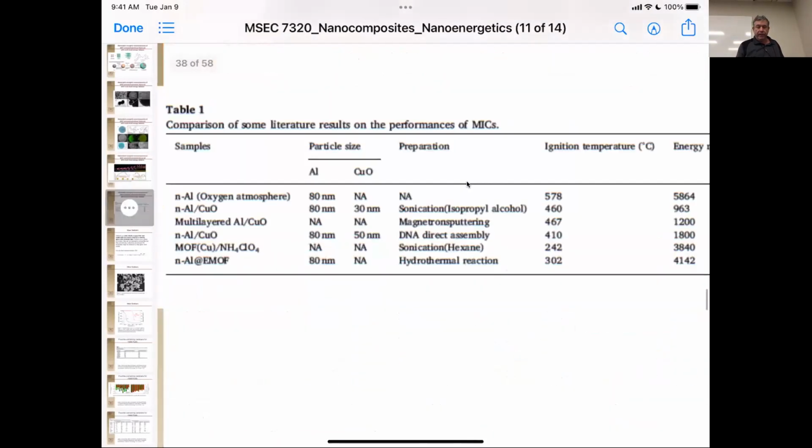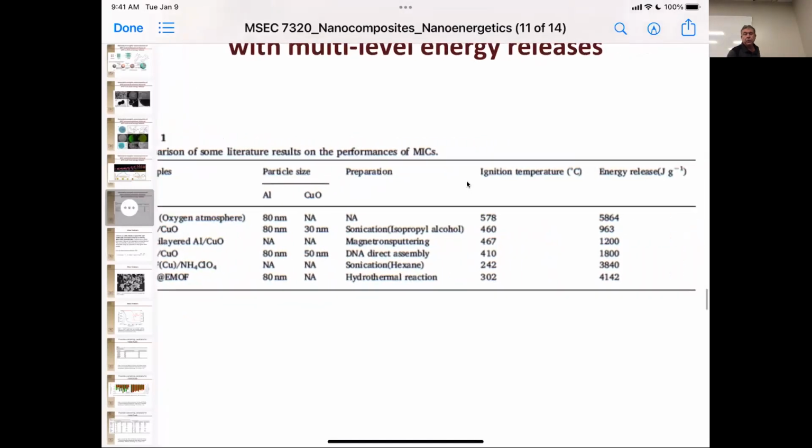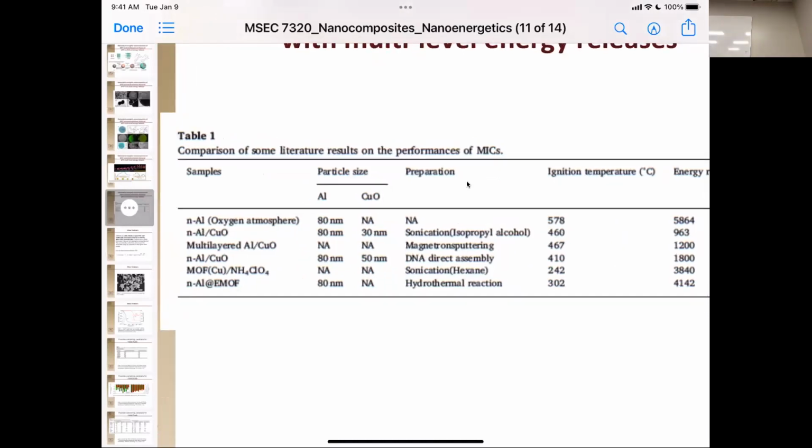Okay, so when they compared their work to others, right here, if you just burn nanoaluminum and oxygen, you get 584, I believe it's kilojoules. Sorry, I cut my units off here. Joules per gram. Okay, so that's really high energy density right there. And copper oxide, if they're both nano, you actually can do a pretty good job. It's about 1/5. If you do the layered one, like the vapor deposition technique, it gets a little higher.